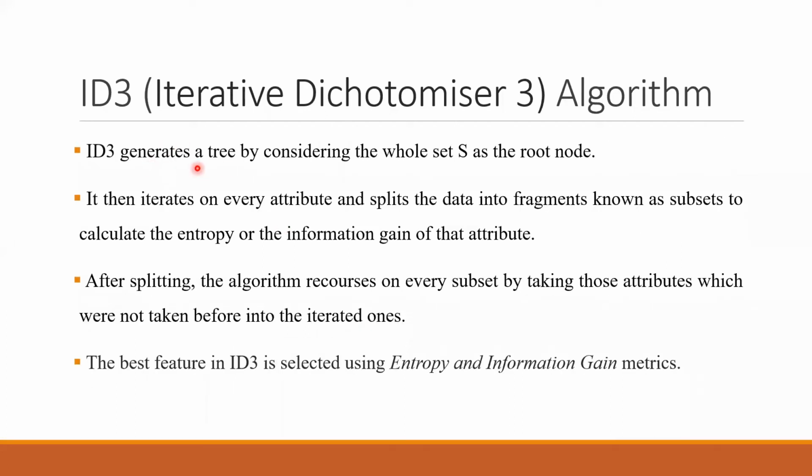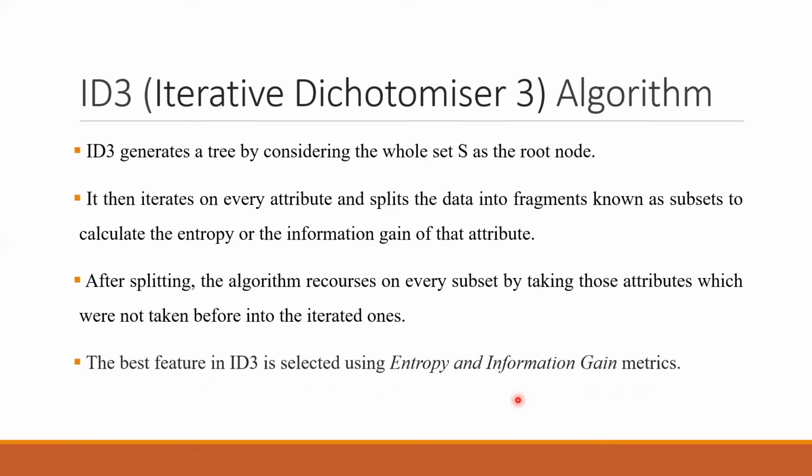ID3 generates a tree by considering the whole set S as the root node, and it then iterates on every attribute and splits the data into fragments known as subsets, to calculate the entropy or the information gain of that attribute. So we will be doing the split, but for each attribute we will also be looking at the information gain value. We will be coming to the formulas in a while. After splitting, the algorithm recurses on every subset by taking those attributes which were not taken before into the iterated ones, and the best feature is selected using the information gain metric.